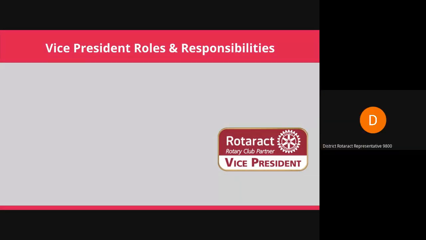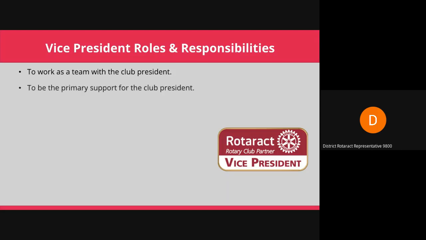Cool, thanks, Ben. So there are many instances where a Rotaractor is elected as the vice president, and a lot of times they really don't know what they're supposed to do in that role or how to best support the president without there being an overlap in both of the roles. So the main role of the vice president is to work as a team with the club president. The president should not be leading the club alone. The president and the vice president should work together to share the load and really act more as co-presidents to a point. The vice president is the main person who needs to support the president.